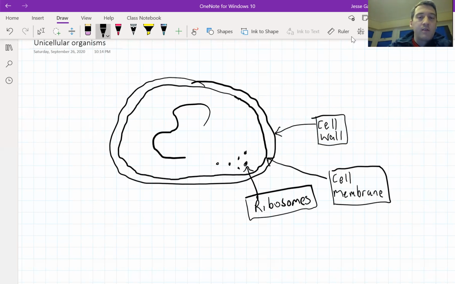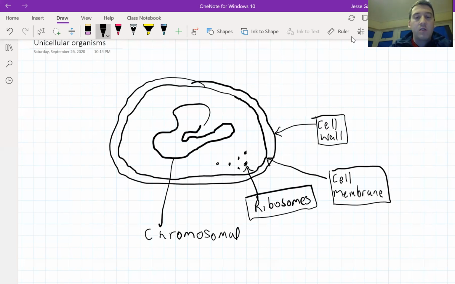I'm drawing what's called a chromosome. This is the DNA. This is chromosomal DNA. Bacteria have no nucleus. They have chromosomal DNA. And a chromosome is just a bunched up load of DNA. I'm going to highlight it in orange. Orange is the chromosomal DNA.